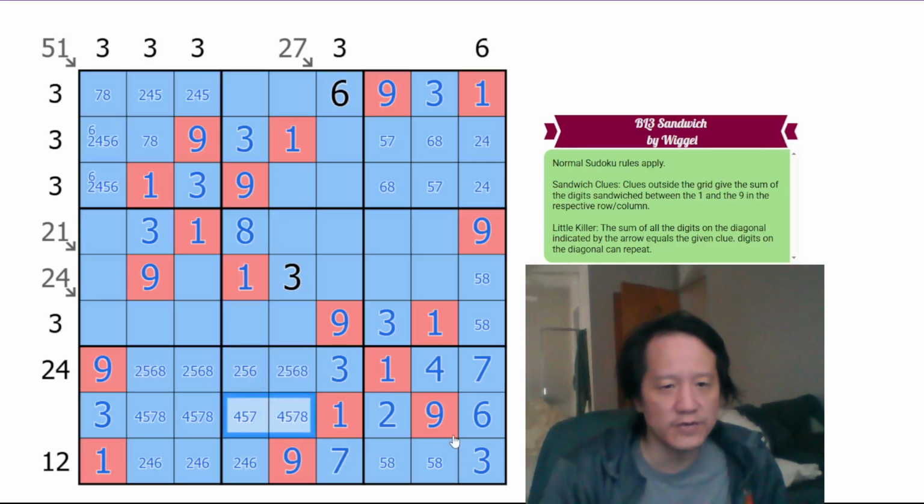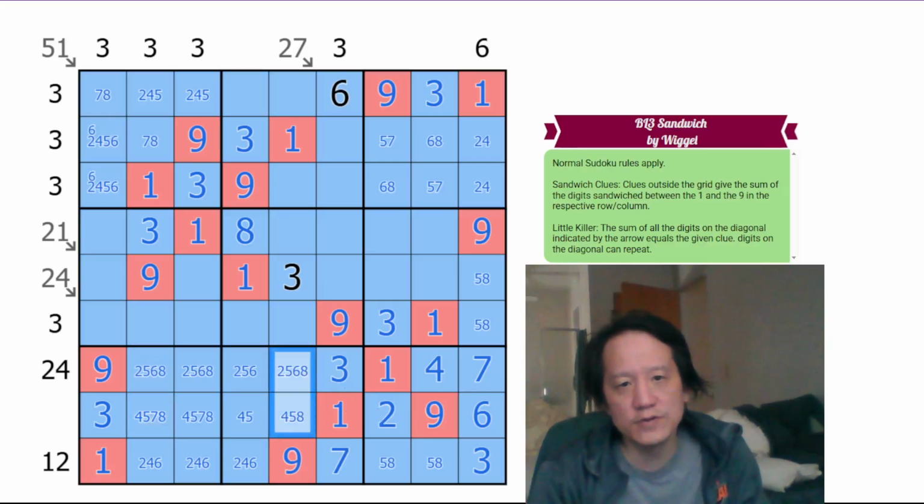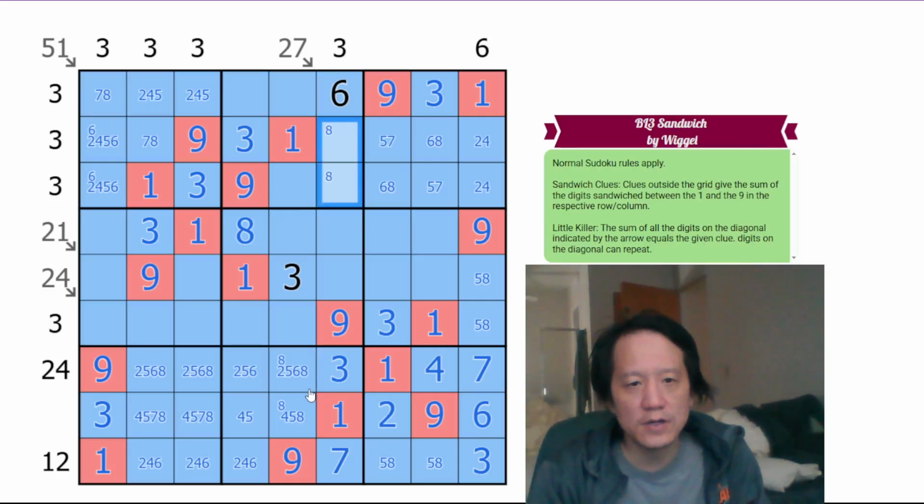These can't be 7. So 7 has to be one of these two. 8 has to be one of these two. Because there's no other place for 8 in column 6.